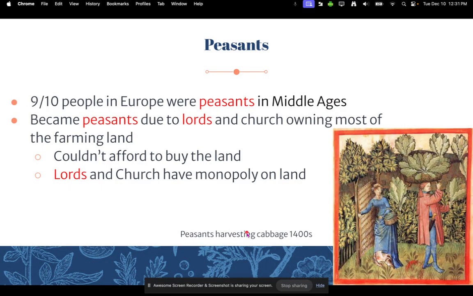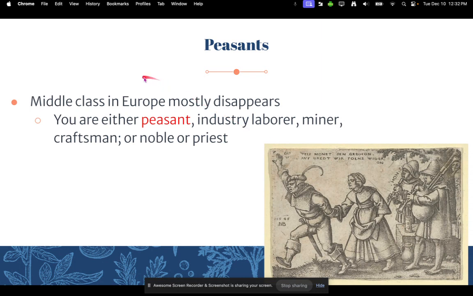Nine out of ten people in Europe were peasants in the Middle Ages. They became peasants due to the lords and the church owning most of the farming land. Those poor peasants couldn't afford to buy the land, and the lords and the church had a monopoly on that land. The middle class in Europe pretty much did not exist. So either you were in the working lower class, like being a peasant, an industrial laborer, miner, or craftsman, or if you were super lucky, you could be a noble or a priest.